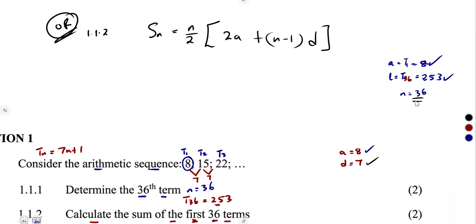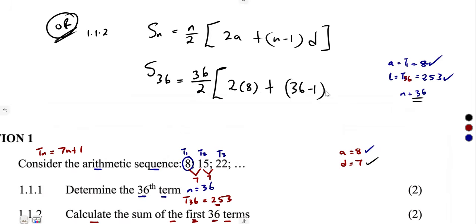We can simply substitute everything as we have got our a, the difference, everything. For the first 36 terms, n is 36. So 36 over 2 into 2 times a. Our a is 8. So that's 2 times 8 plus n minus 1, which is 36 minus 1, times d. Our d is 7.